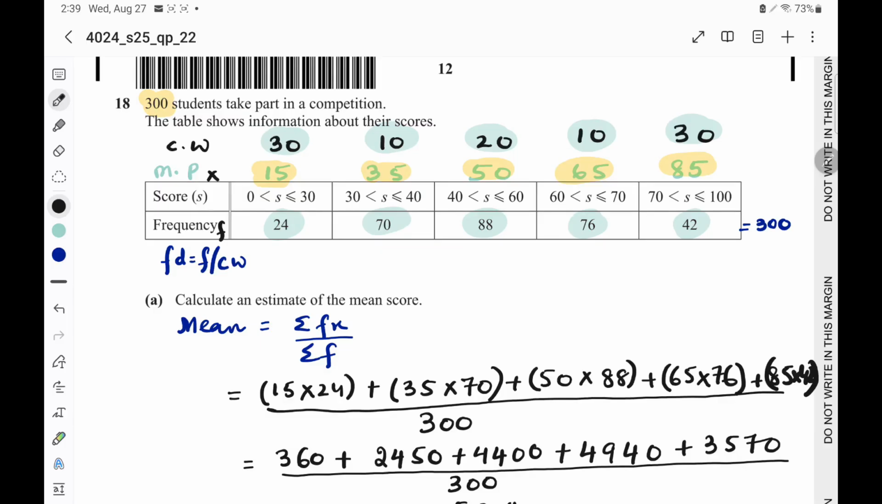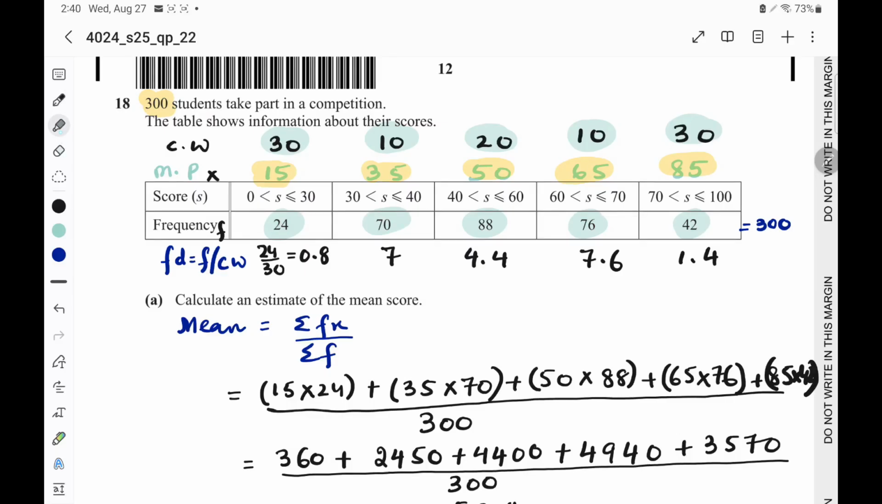Whenever you do 24 over 30, that is equal to 0.8. I'm just writing it down so that you remember also. Then 70 over 10 is only 7. Then 88 upon 20 is equal to 4.4. This is the frequency density. And then 76 upon 10 is 7.6, and 42 over 30 is 1.4. That is the frequency density.